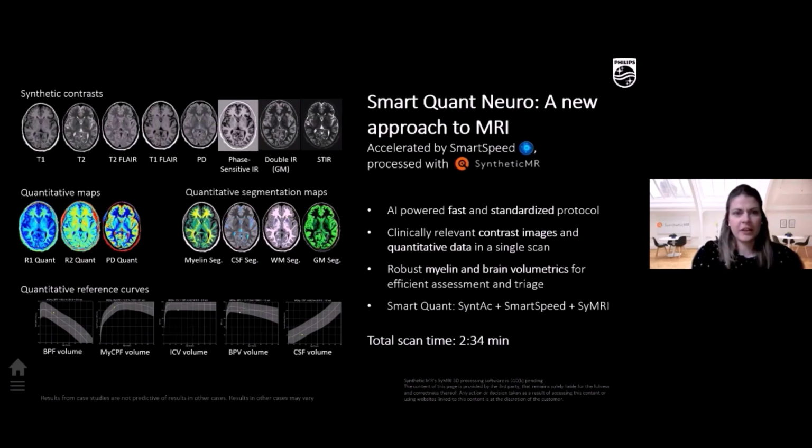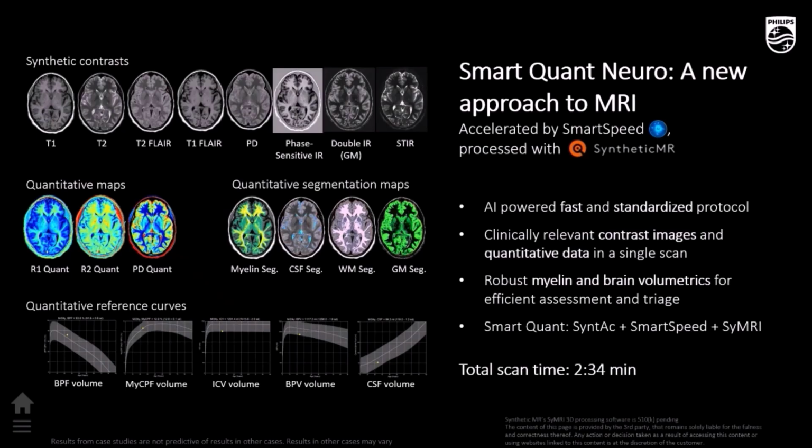So the output you see here on the slide comes from one single acquisition of a scan time around 2.5 minutes. And first you get up to 12 different contrast-weighted images, and you will receive the more common ones like the T1, T2, and T2 FLAIR, but also additional ones like phase-sensitive IR and double inversion recovery that you might not acquire today because you want to prevent long protocols. On the quantitative side, you will get the quantitative maps, the R1, R2, and PD, as well as tissue maps of CSF, white matter, gray matter, and myelin.